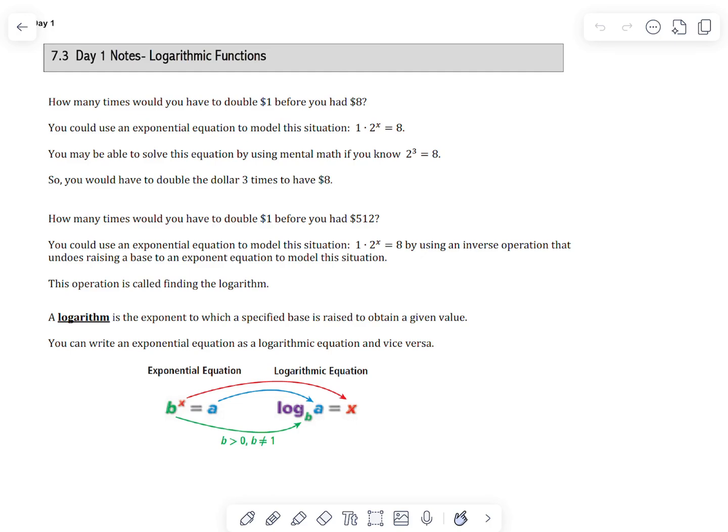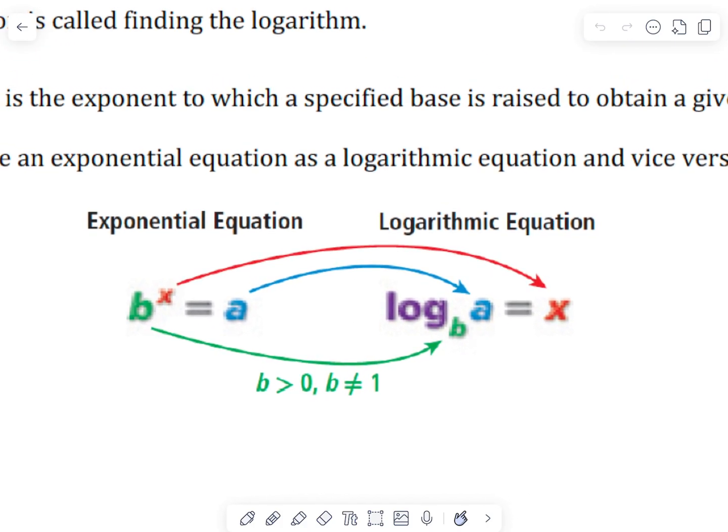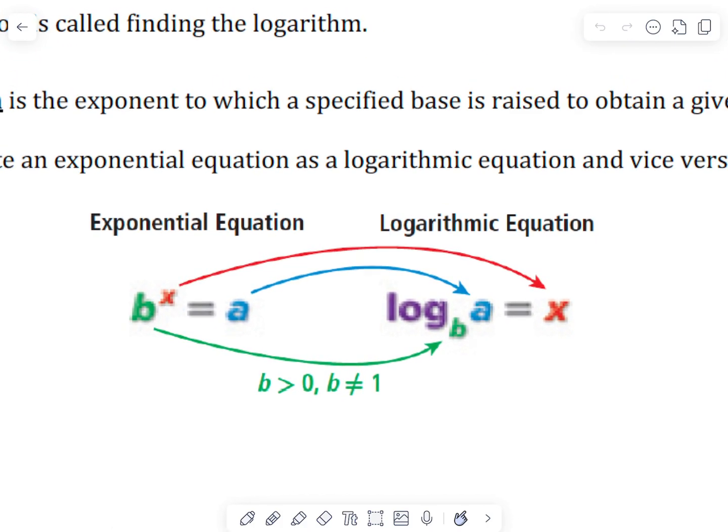So we will be converting between these two forms quite a bit, and you have to just memorize the order. The left-hand side of the equation set is an exponential equation. So it has the base raised to the exponent and then what it equals. Now notice if we go to the right-hand side equation, the logarithm equation, we call that log base b of a equals x. Notice where the base, the exponent, and the value change spots. And again, you have to memorize these two equations.